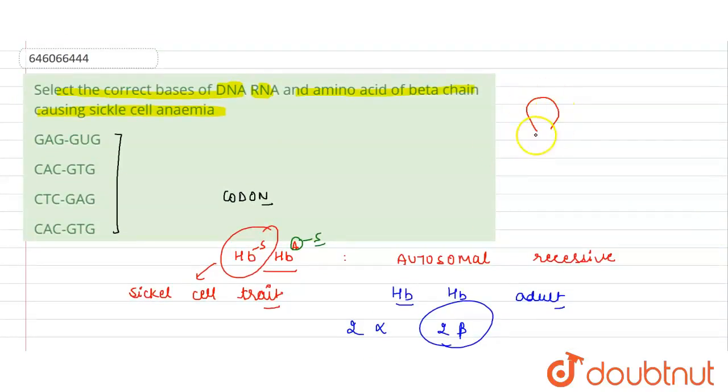It means the shape of the RBC, which used to be concave, has now become sickle-shaped, and hence it is called sickle cell disease. So the correct answer over here will be GAG being replaced by GUG.